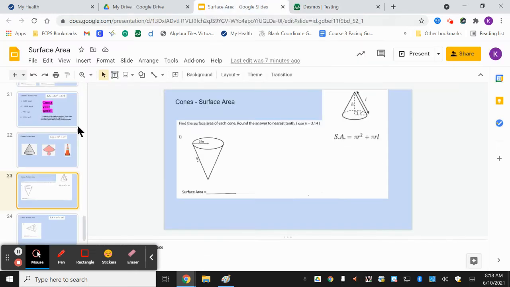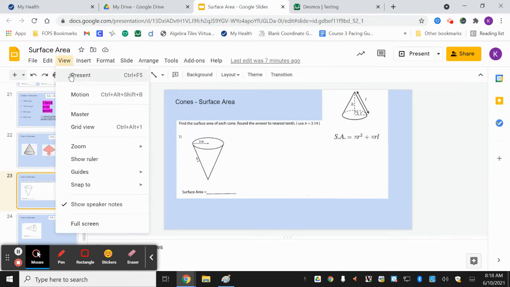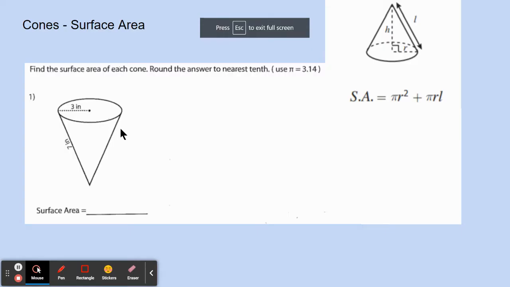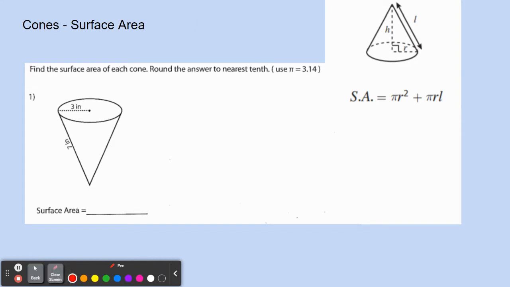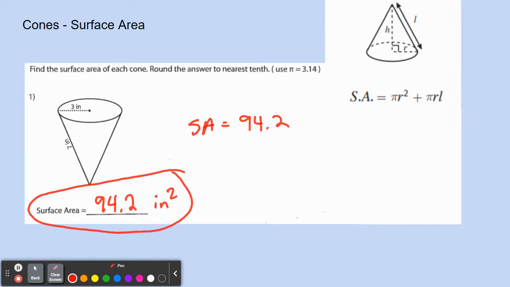So go back to our worksheet, and that's going to give us a surface area of 94.2, and in this case it is square inches for our solution. Okay, let's try another one.